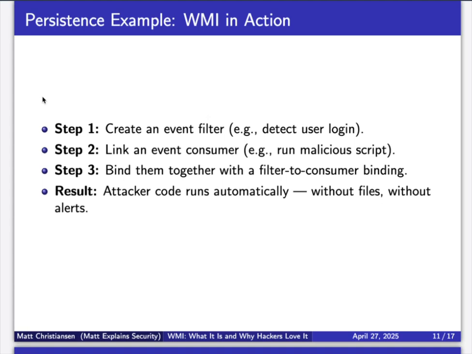All right, so this is an example of it. So step one is create an event filter. So like detecting when a user logs in, the WMI knows about that, and then the attacker can use that maliciously. Link an event consumer, so like run that malicious script, bind them together, and then the attacker code runs automatically, and that's the key word here, automatically. Without files, without alerts. It's stealthy, right?